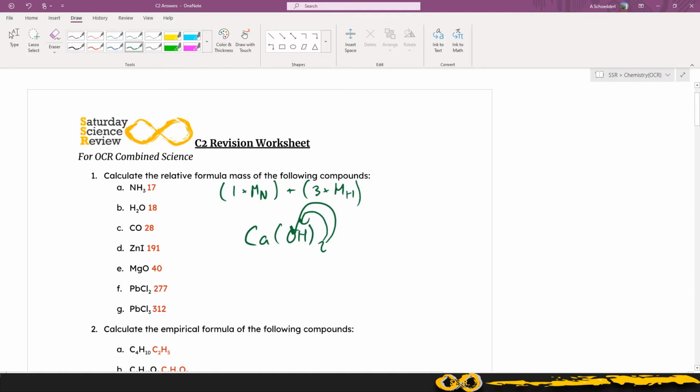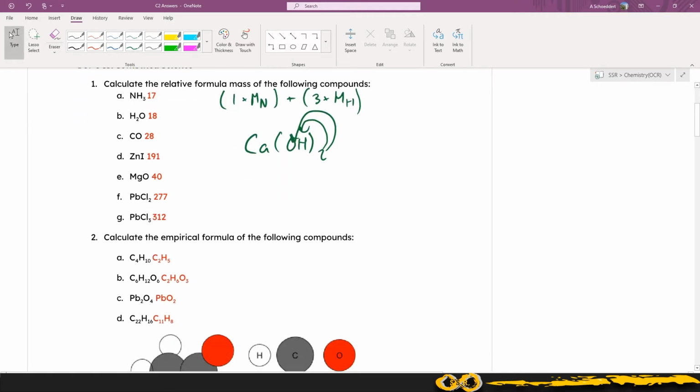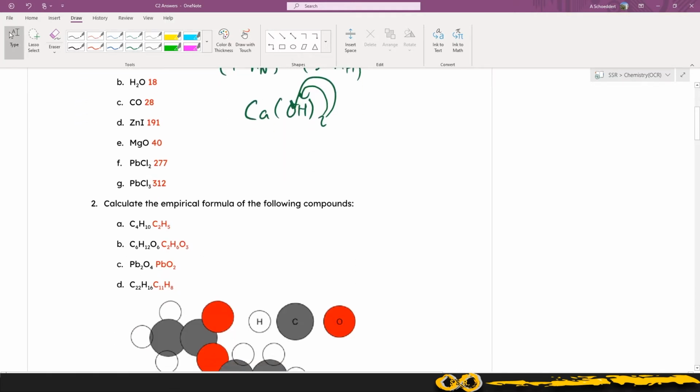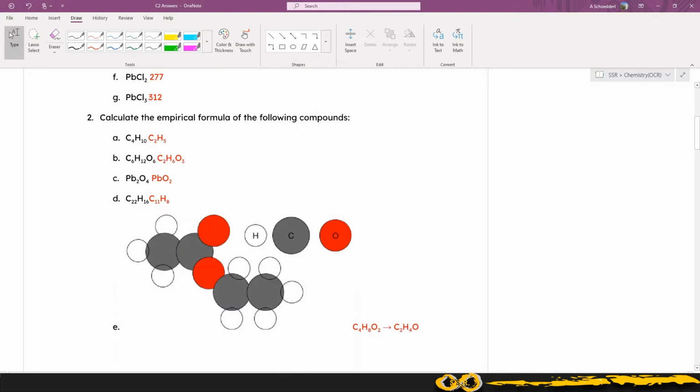Calculating empirical formula, you're just finding the smallest ratio between them. So you find the largest common factor and then divide each of the numbers by that. You may also have to do it from recognizing elements in a diagram. So your first step is to write out the formula for that diagram using the key, or sometimes they will actually have them labeled. And then you find the empirical formula from that.